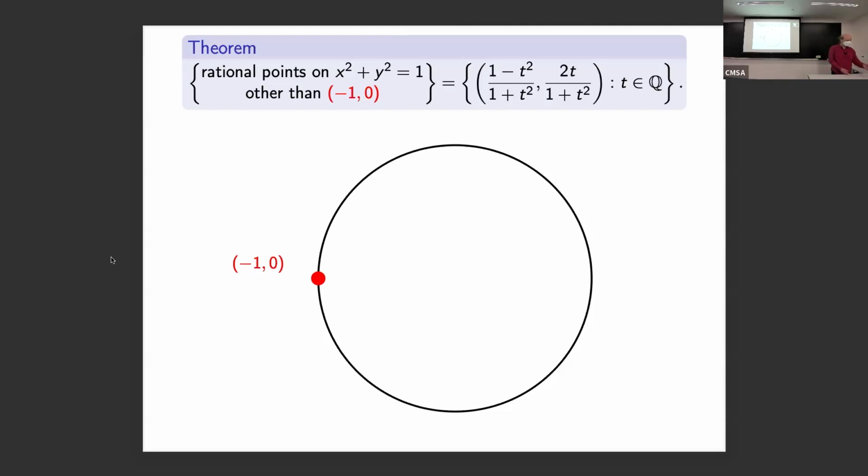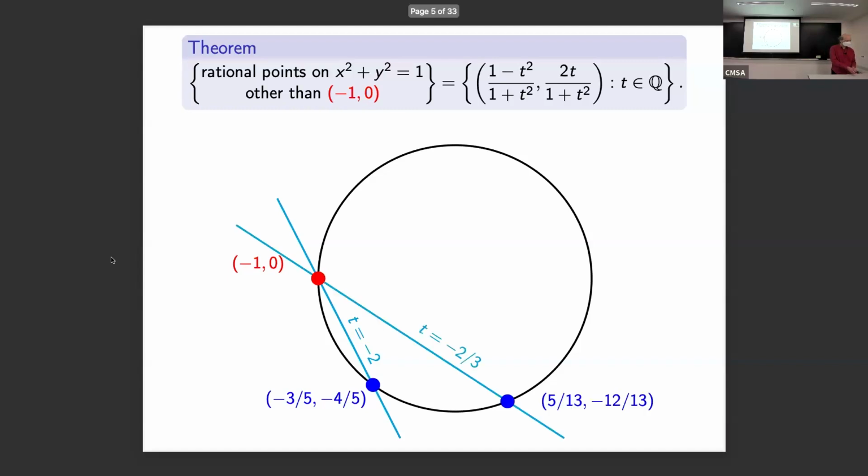So for this circle, you can start by observing that (-1, 0) is on the curve, and then you can get other points by drawing a line with rational slope through (-1, 0), and looking at the second point of intersection. That second point of intersection will always be another rational point, because if you imagine solving the system of equations, the circle equation and the line equation, you'd end up having to solve a quadratic equation for which you already know that one of the roots is rational. And so the other one will automatically be rational.